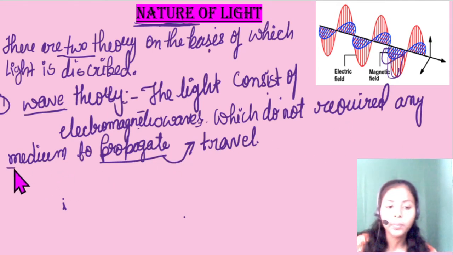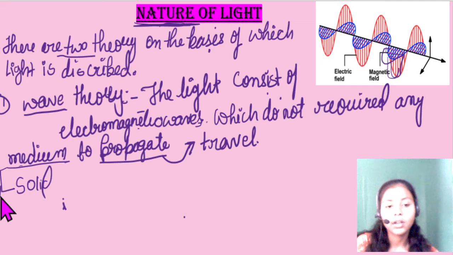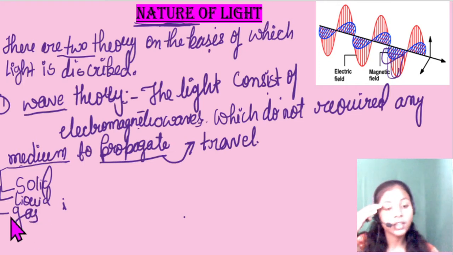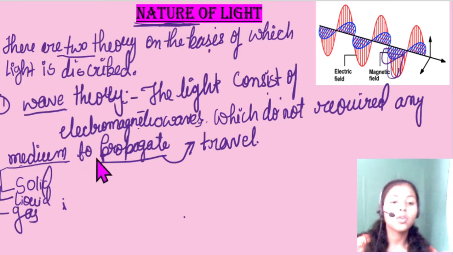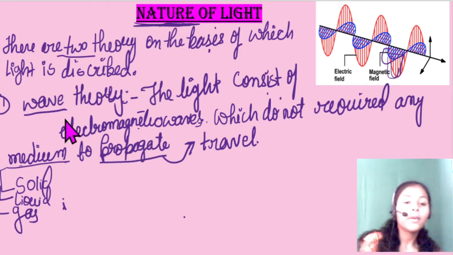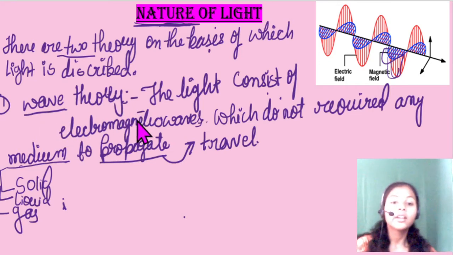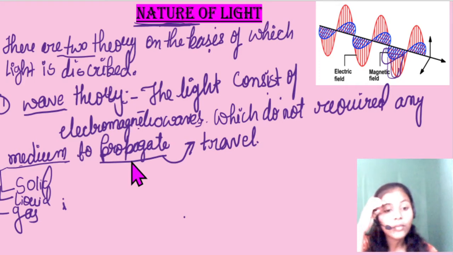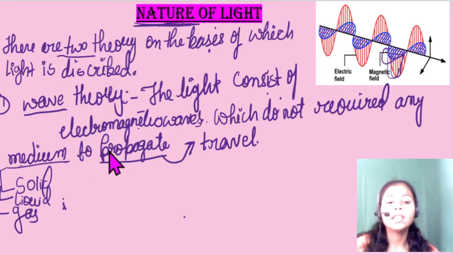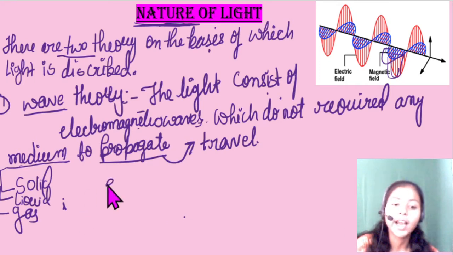What is the meaning of medium here? Medium generally means solid, liquid, or gas. These are the mediums. According to this theory, light does not require any medium. It will travel in vacuum. And light travels at very high speed.